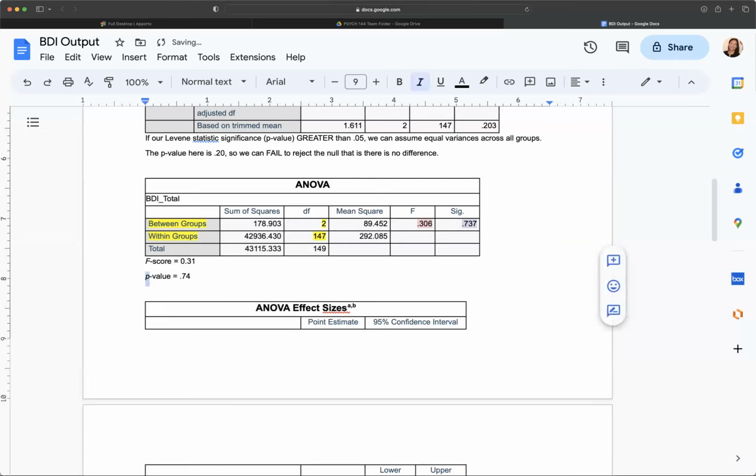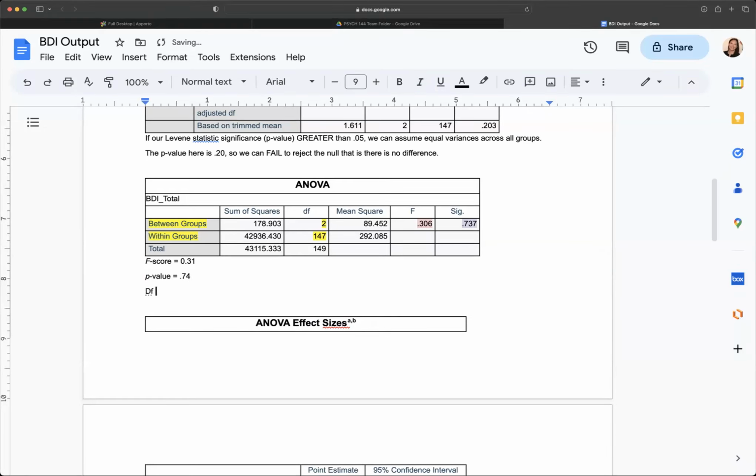So this is our p-value. Notice I'm italicizing. And then we have our degrees of freedom, which you'll see in the APA style, but it would be in parentheses. You would put the 2, which is our between groups degrees of freedom, and then our within groups degrees of freedom, which is 147. So this information will be used in the APA style results that we'll be writing.